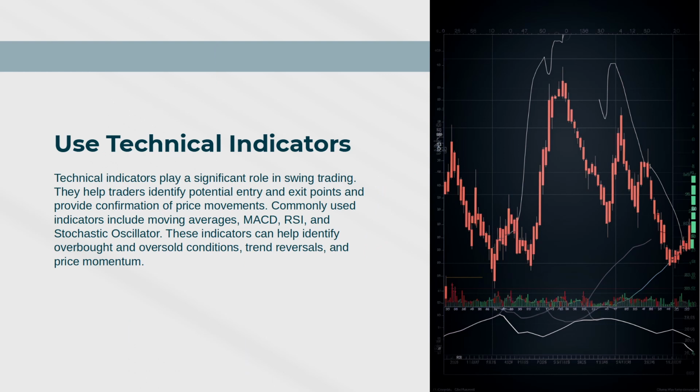Use technical indicators. Technical indicators play a significant role in swing trading. They help traders identify potential entry and exit points and provide confirmation of price movements. Commonly used indicators include moving averages, MACD, RSI, and stochastic oscillator. These indicators can help identify overbought and oversold conditions, trend reversals, and price momentum.